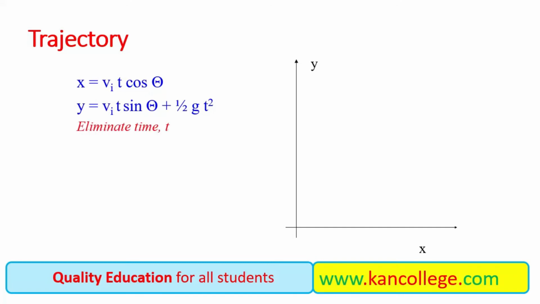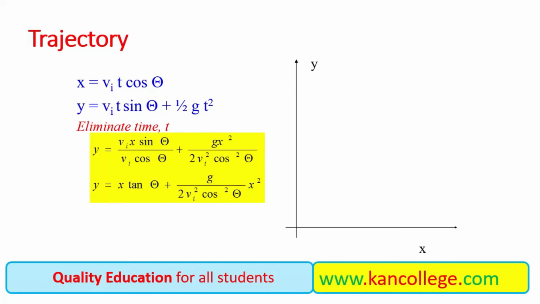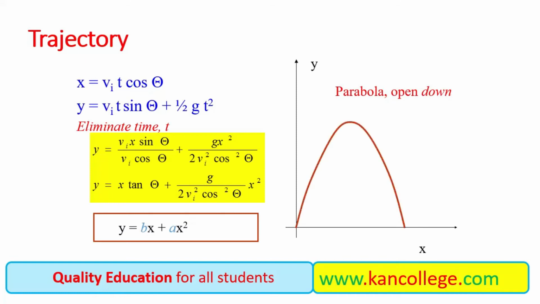So to get the trajectory of the projectile, we have the following equation, and this equation represents that the trajectory is a parabola. This shape is known as a parabola. You can see that the distance along the x-axis is given by this equation and the distance along the y-axis is given by this equation.